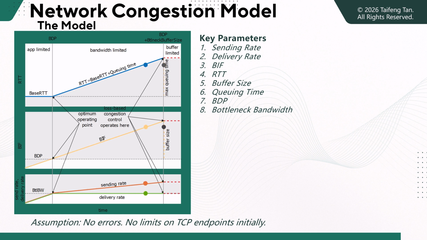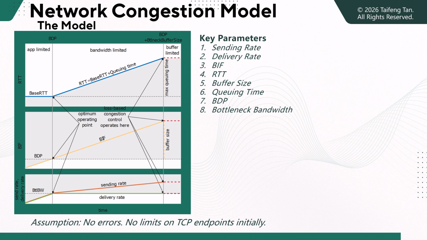We can model this dynamic process. The sending rate starts low, increases, approaches the bottleneck bandwidth, fills the buffer, and eventually causes loss. This whole process can be abstracted into a simplified network congestion model. No matter how complex the real network is, we can use this model to describe the key behavioral changes. In this model graph, the vertical axis includes metrics like RTT, bytes in flight, send rate, and delivery rate. The horizontal axis is time.